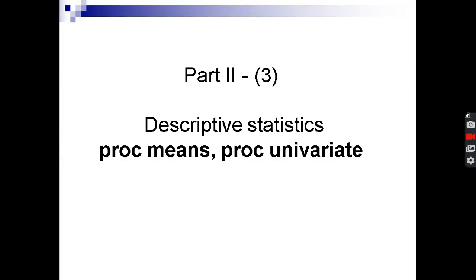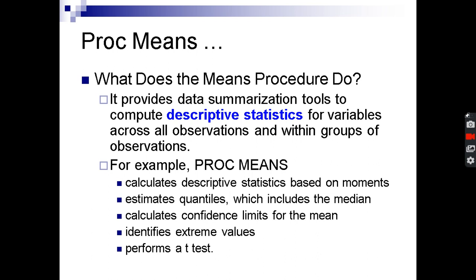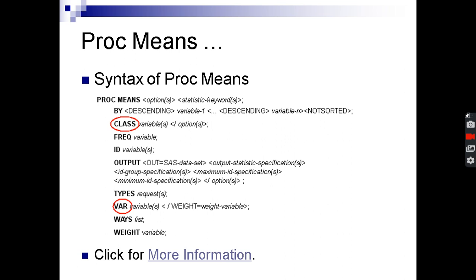Now I'm going to talk about proc means and proc univariate. Proc means does data summarization, which is basically computing descriptive statistics for variables for all observations, or you can compute descriptive statistics within groups of observations. With proc means you can calculate descriptive statistics, quantiles, confidence limits for the mean, identify extreme values, and perform the t-test. So let's look at the syntax of proc means.